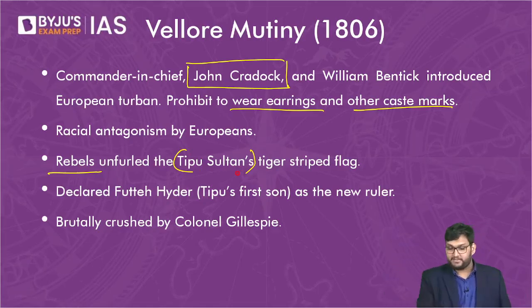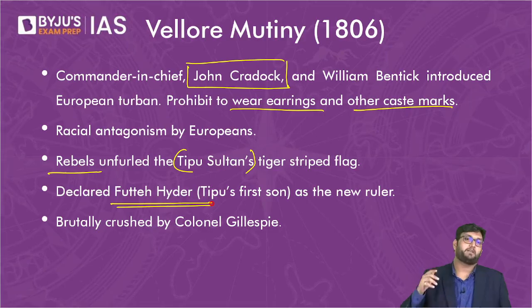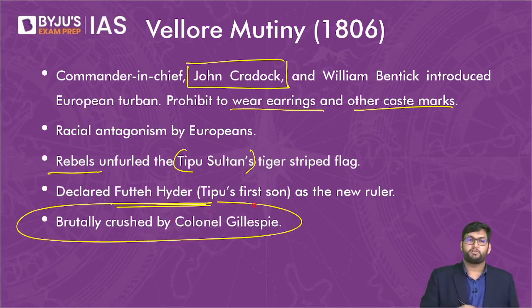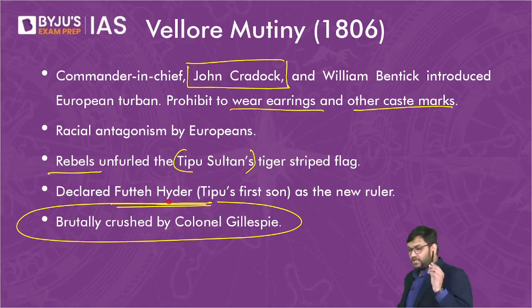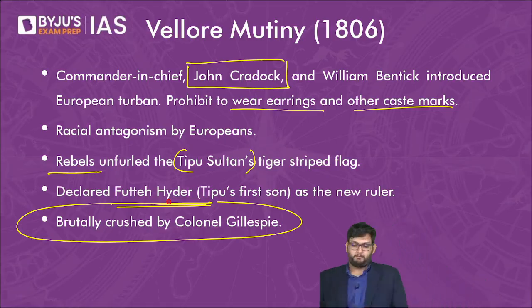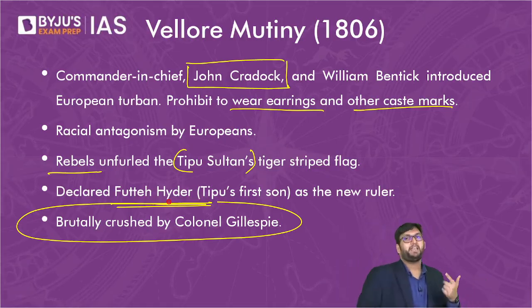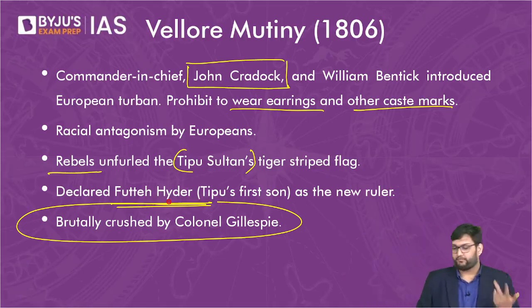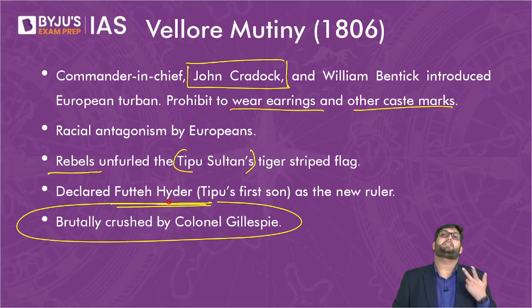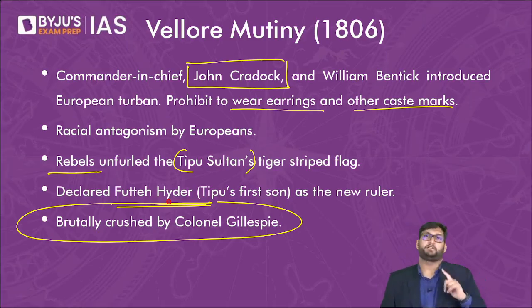Against the racial antagonism and the discrimination of the Europeans, the rebels will actually unfurl Tipu Sultan's tiger-striped flag, wherein they will declare his first son, Futeh Haider, as their ruler, but Colonel Gillespie is going to literally kill, burn, and shoot any soldier who had rebelled. So in 1806 itself, the British had created fear in South India.